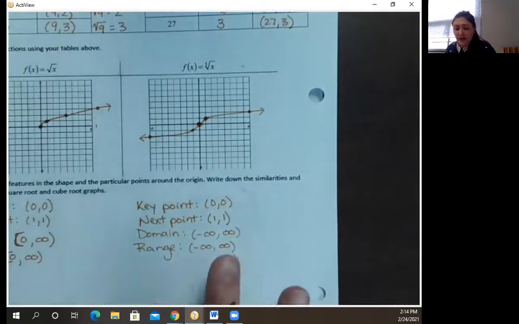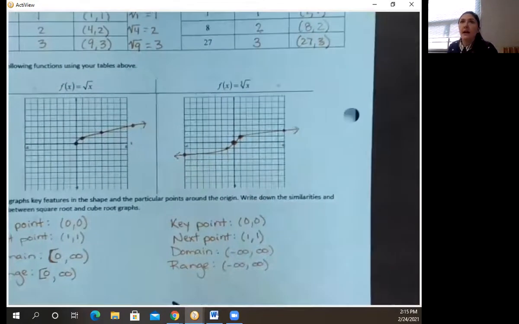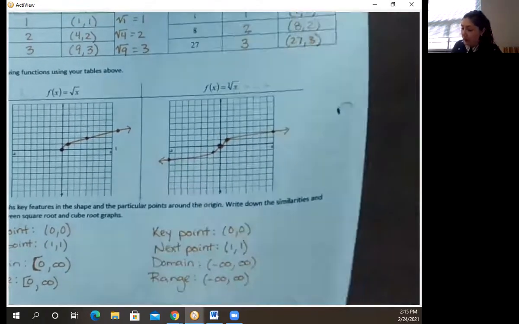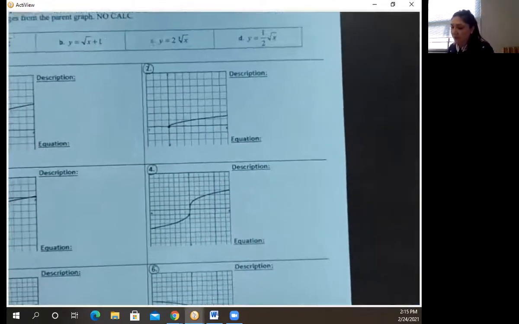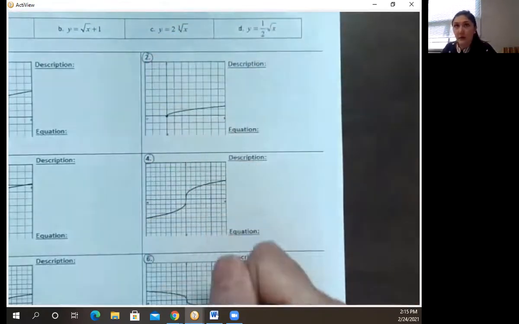So once we have an idea of what our parent graph should look like, we can start talking about graphs, transformations of these graphs with modifications made to our functions based on those transformations that we looked at last semester, that you looked at in Algebra 1, and that we reviewed on page 1. So if you would for me, please turn the page and let's take a look at a few examples on page 3. So on page 3, we're going to take a look at the even numbered problems.